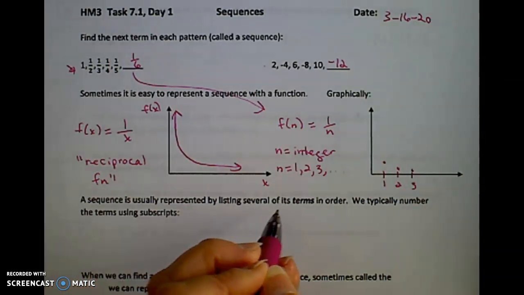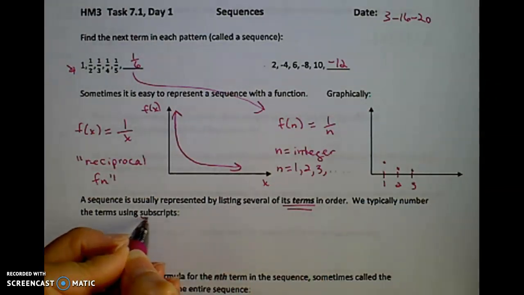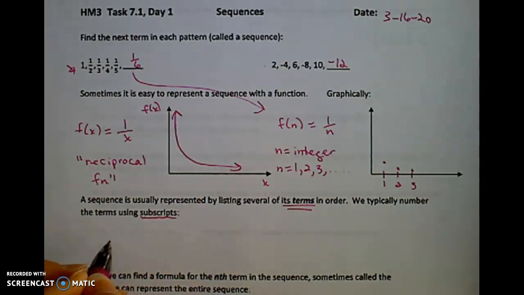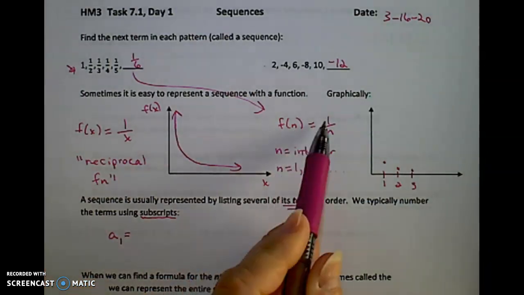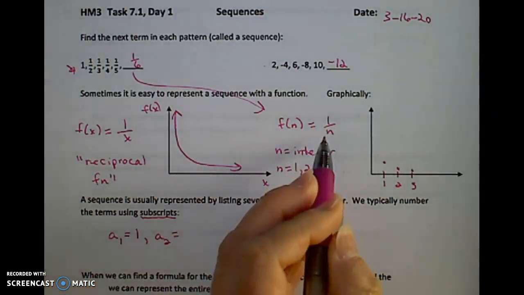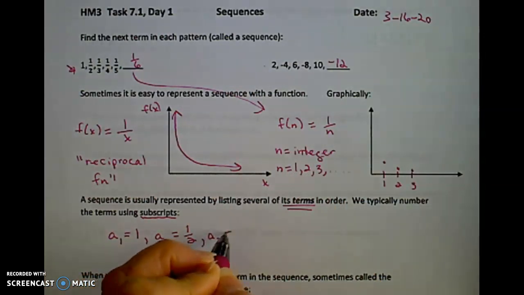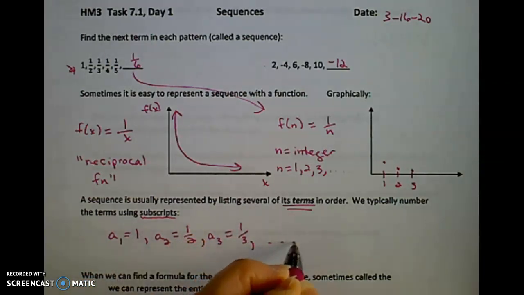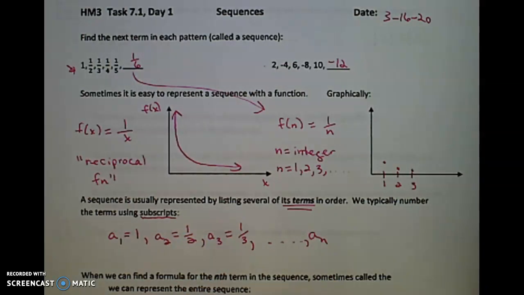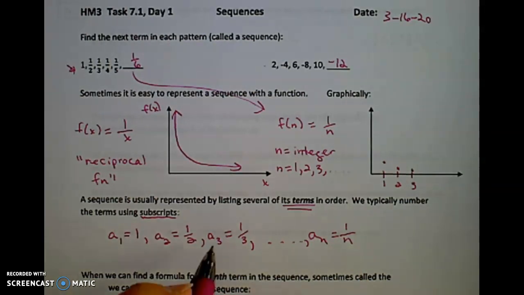A sequence is usually represented by listing several of its terms in order. We typically use subscripts when we talk about the terms of a sequence. So a sub 1, for that sequence, I plug in 1, I get 1 over 1, which is 1. When I input 2, my output is 1 over 2. Notice the input is the subscript. A sub 3 is 1 over 3, and so on, all the way up to a sub n, the nth term of that sequence, is 1 over n. So again, notice that the subscript is the input into a sequence.